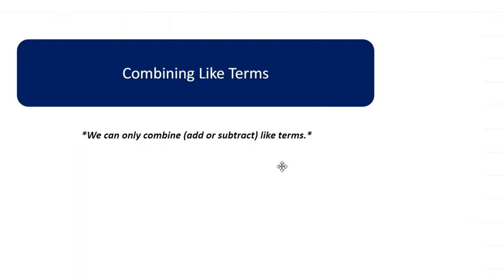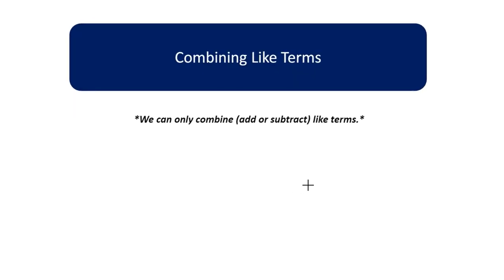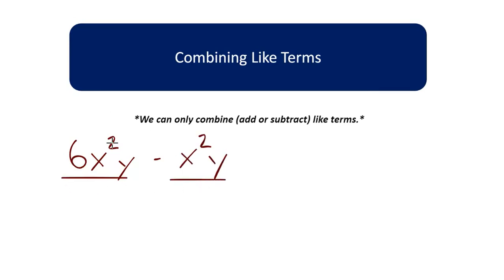Okay, now let's look at some more examples. Again, I showed you some easy ones, so let's do a little bit more advanced ones. Let's say we had 6x squared y minus x squared y. If you look at both of these terms, they both have an x squared y. So x is being raised to the second power, good, and there's a y to the first power, good. So these are both like terms.